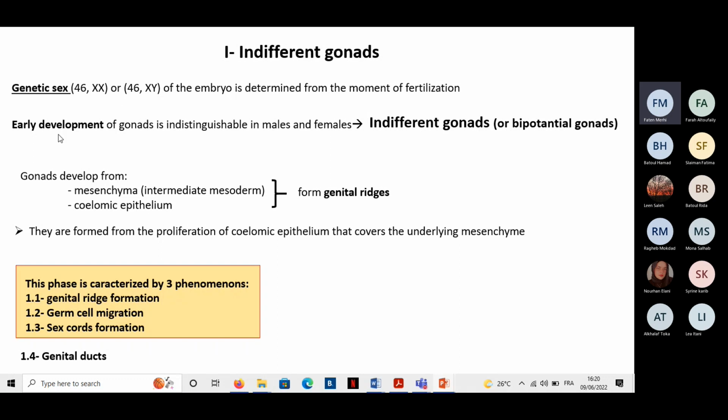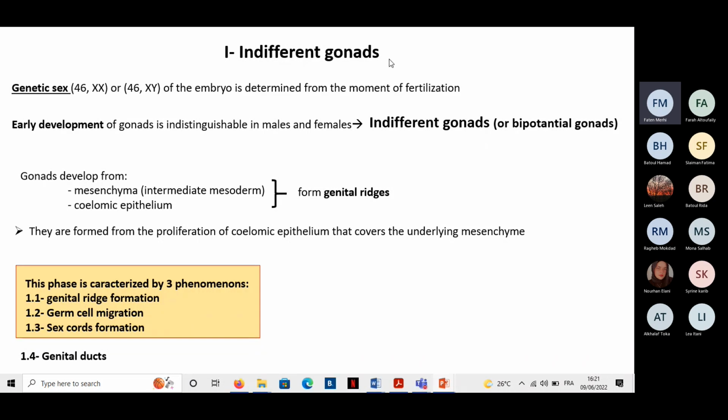Now, during the early development of the gonads, in fetuses carrying XX or XY chromosomes, the gonads are identical at the beginning. We cannot differentiate between them, and there is no difference, in fact, between them. They are the same. That's why we call them indifferent gonads.